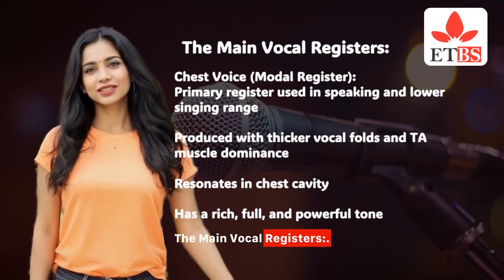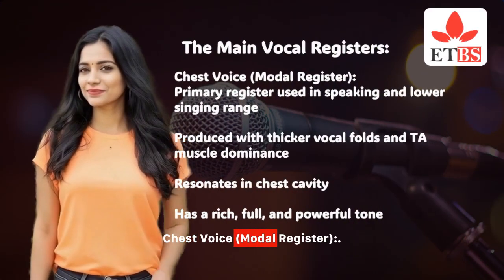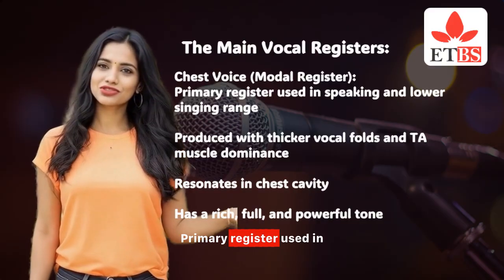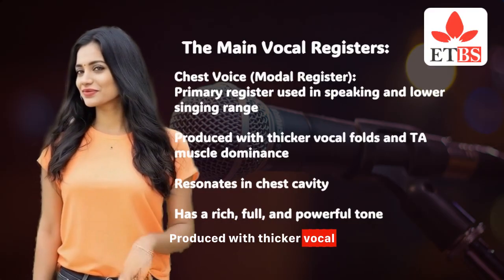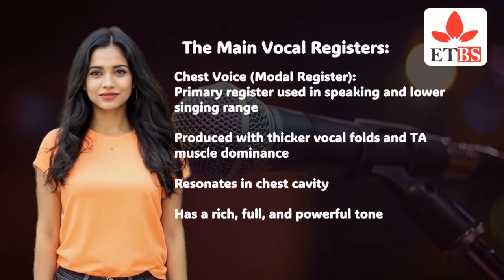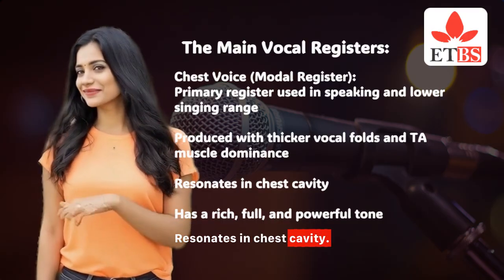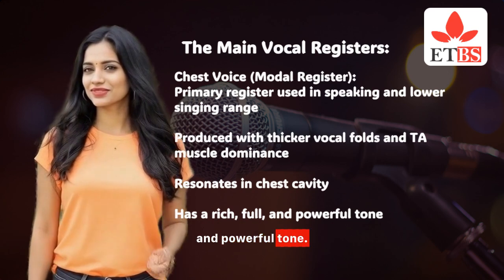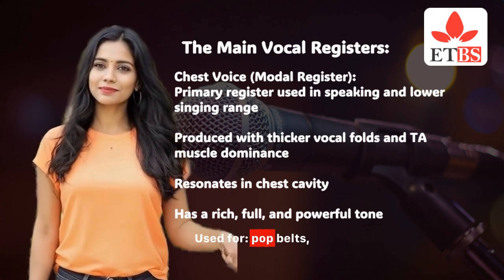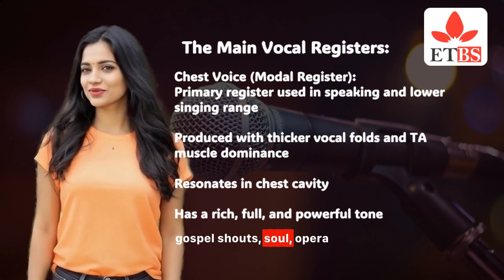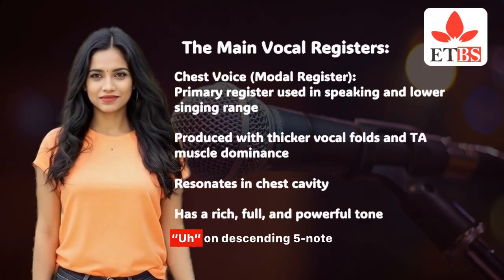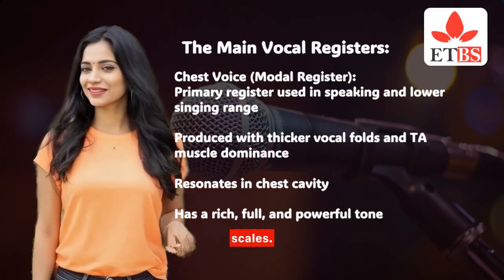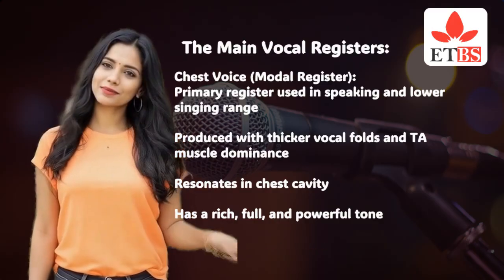The main vocal registers: chest voice, modal register, the primary register used in speaking and lower singing range, produced with thicker vocal folds and TA muscle dominance, resonates in the chest cavity, has a rich, full, and powerful tone, used for pop belts, gospel shouts, soul, opera lows. Exercises: descending 5-note scales, speaking phrases on low pitches.